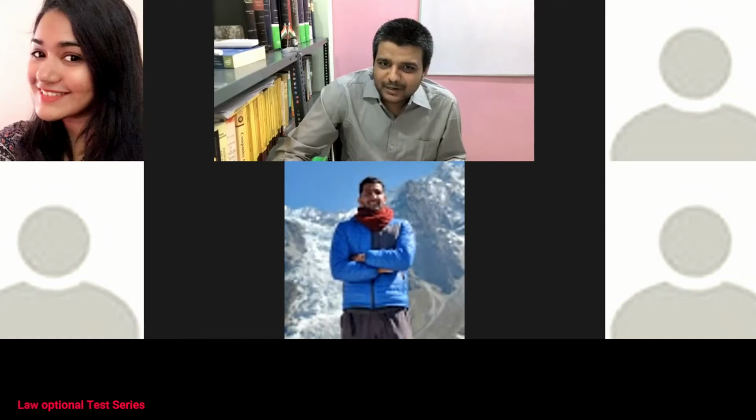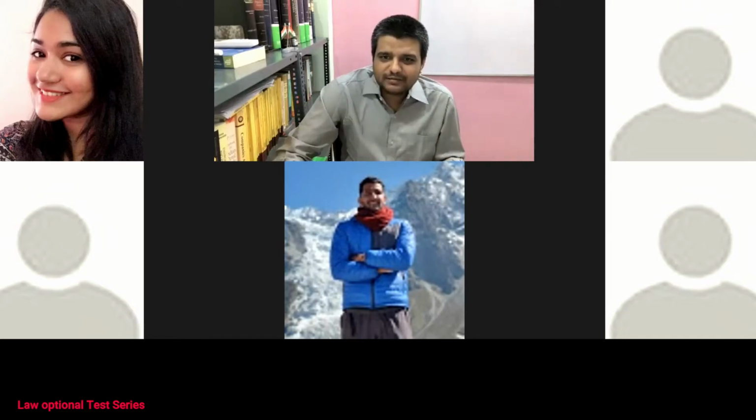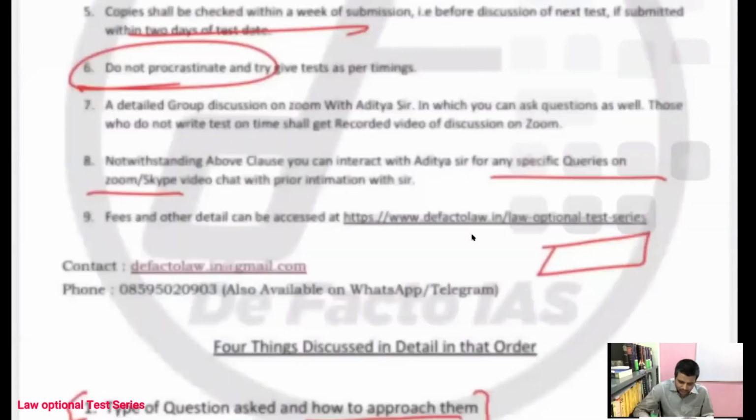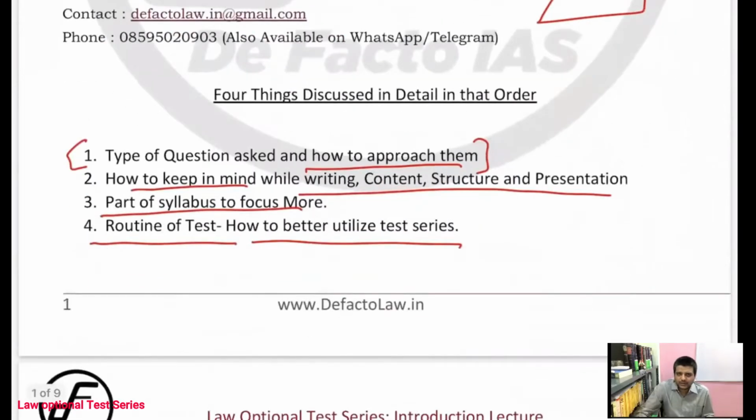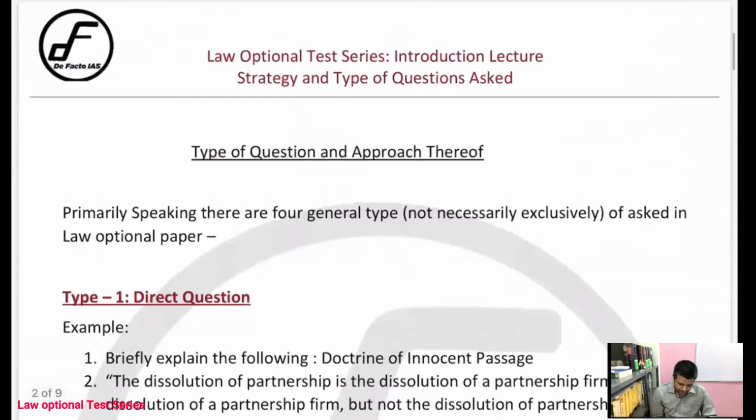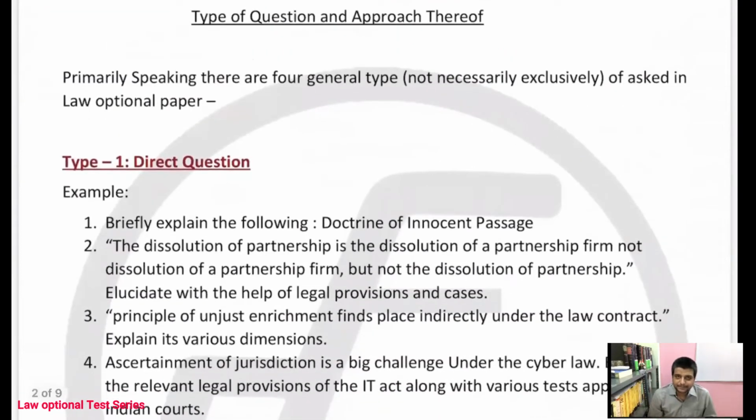Now let us come to the second part of the discussion that we will be having today, right? That second part relates to how to approach the different types of questions that will come in the exam. That is very important. If you look at the whole structure, primarily speaking, I find that there are 4 types of questions that come in the exam.